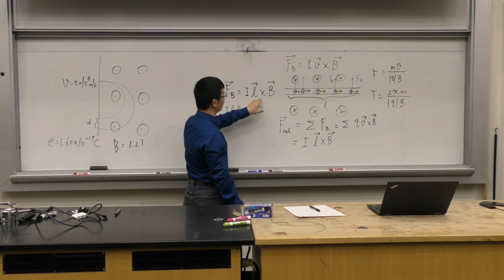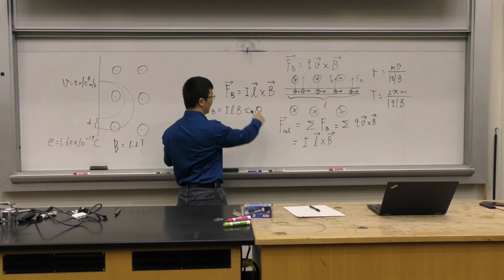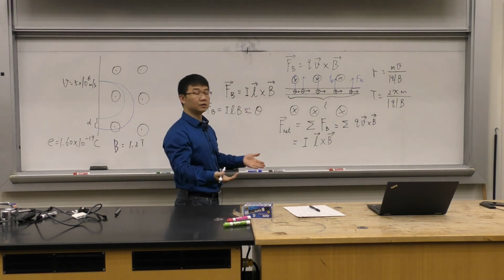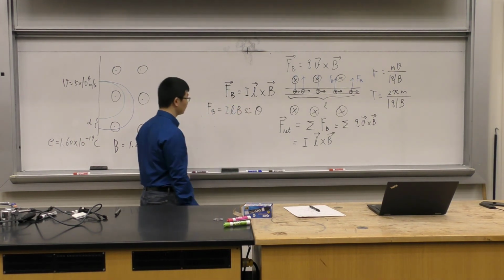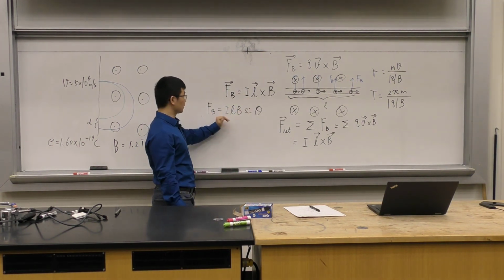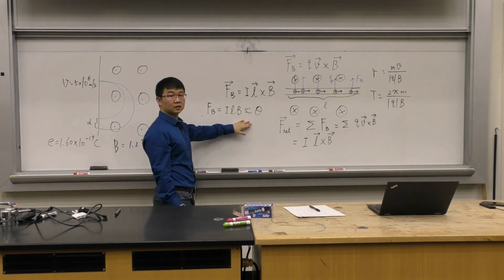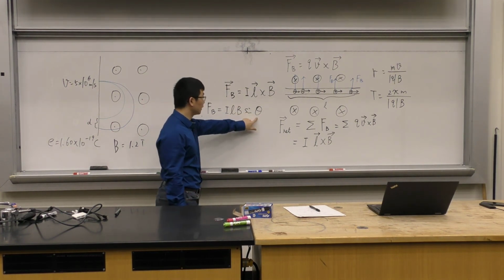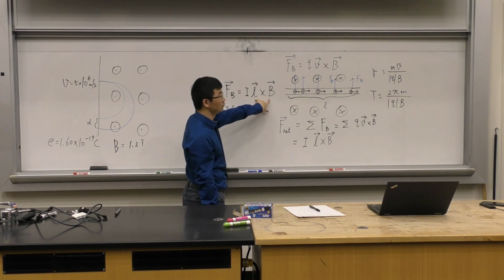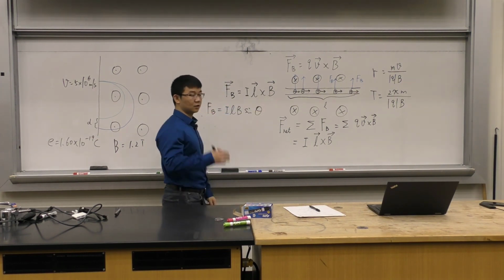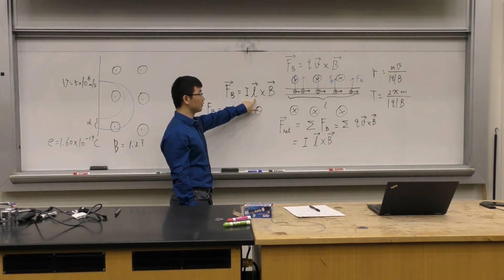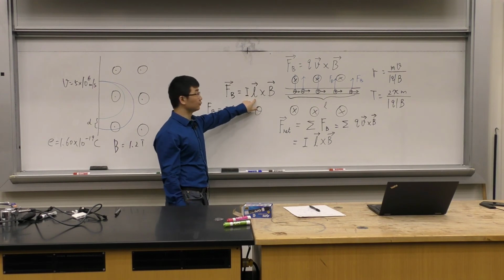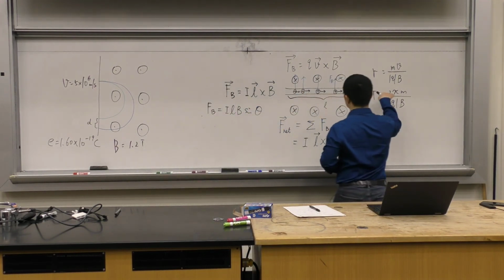We do I, L crosses B. We consider the length also as a vector, but the magnitude is just the length, the number in meters. The direction is the direction of the current. So the magnitude is easy. Just find these four numbers and multiply them together. The theta angle is the angle between these two vectors, which is actually the angle between the current and the magnetic field. Remember, we defined the direction of this length vector to be the direction of the current. So in this case, the L is in that direction.